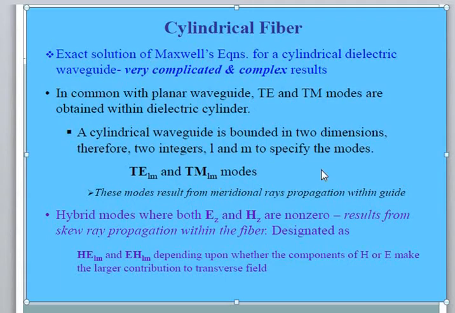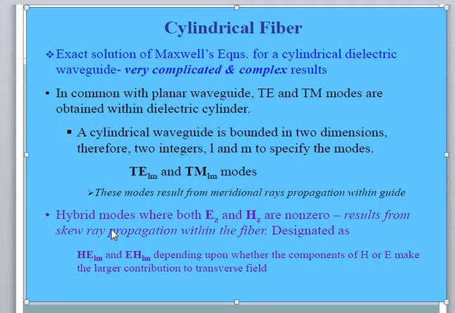So what is transverse electric mode? When E_z is equal to 0, the modes are called transverse electric modes. When H_z is equal to 0, then it is known as transverse magnetic or TM modes. These modes result from the meridional rays within the waveguide.